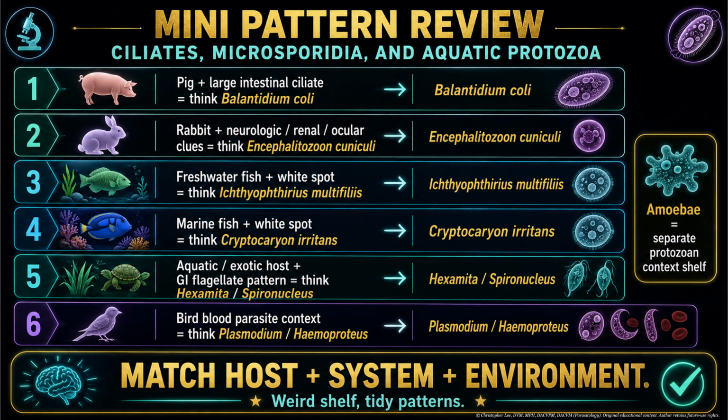Bird plus blood parasite in vector context, Plasmodium, Leukocytozoon, or Hemoproteus. Amoeba remain on their own weird shelf. When the taxonomy feels untidy, return to the clinical map. Host, system, and environment. Weird shelf, tidy patterns.